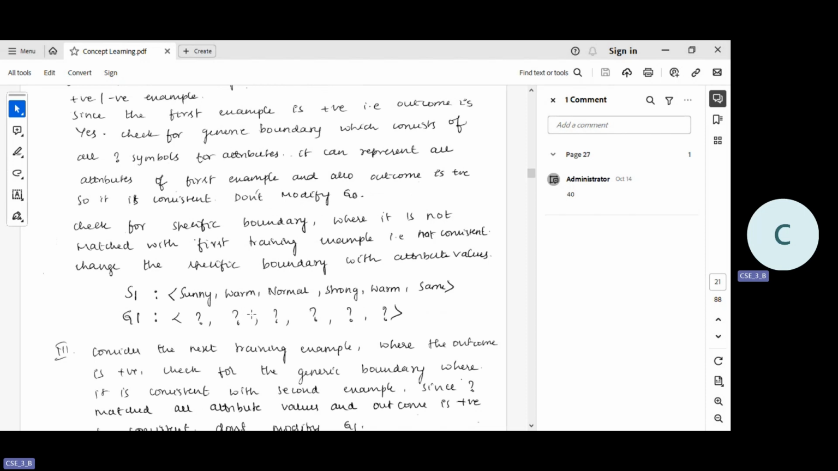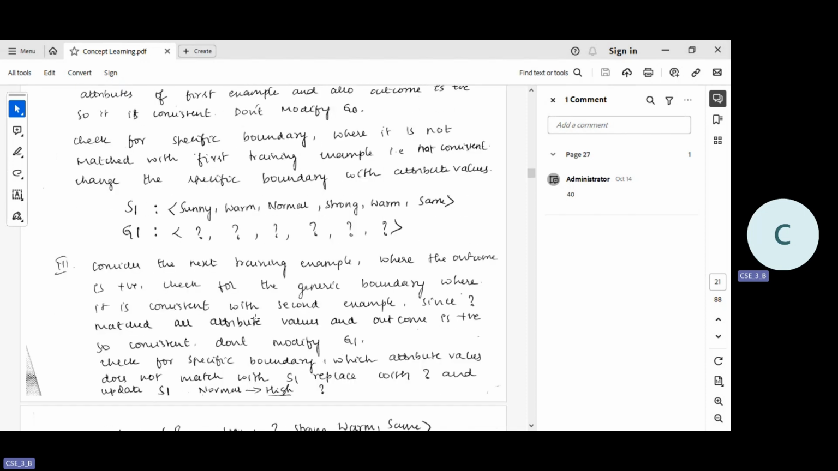So we are not modifying G1, that is the general hypothesis. We are not modifying the boundary which comprises the hypothesis. So this boundary is not updated. So we are going to update the specific boundary. So we can observe here.